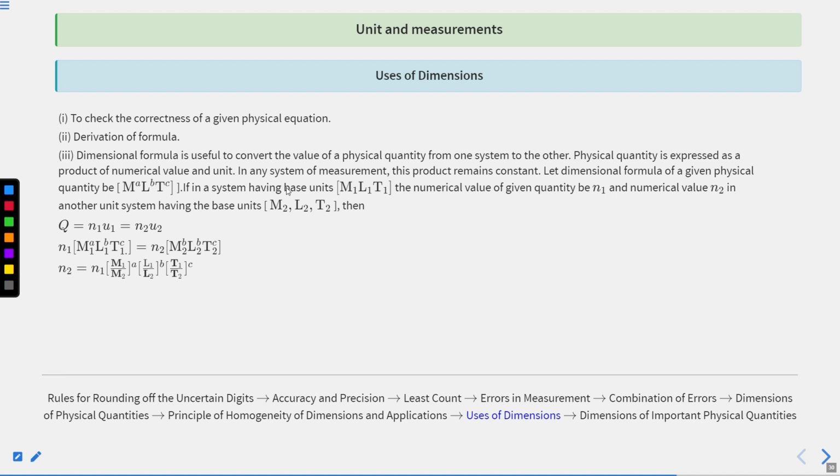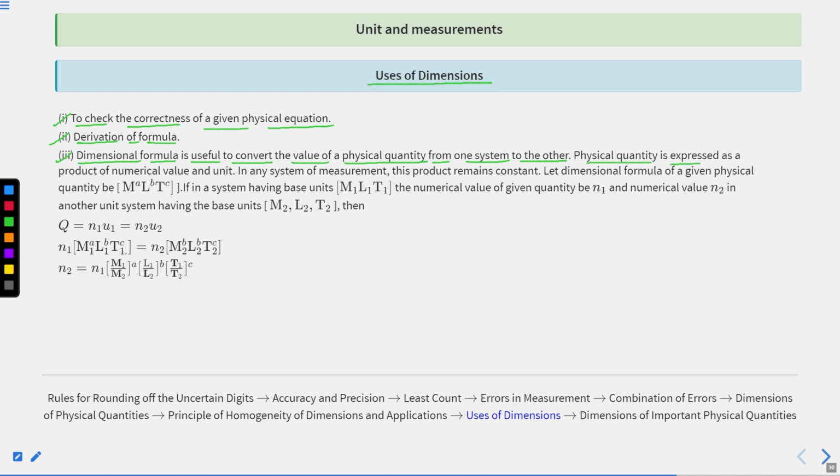Next is uses of dimensions. What are the uses of dimensions? First use is to check the correctness of a given physical equation. Second use is the derivation of formula. And third, the dimensional formula is useful to convert the value of a physical quantity from one system to another.